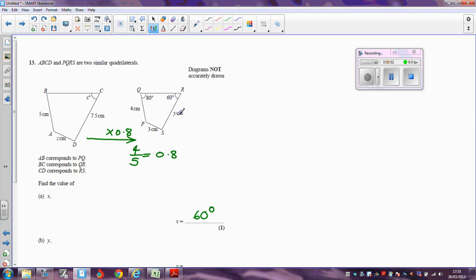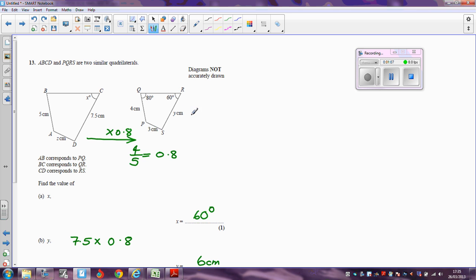So all lengths to go from the left-hand one to the right-hand one are multiplied by 0.8. So if we want to find y here, the side corresponding to that here is 7.5. Y then is going to be 7.5 multiplied by 0.8, which comes out as 6. So y is 6 centimeters.